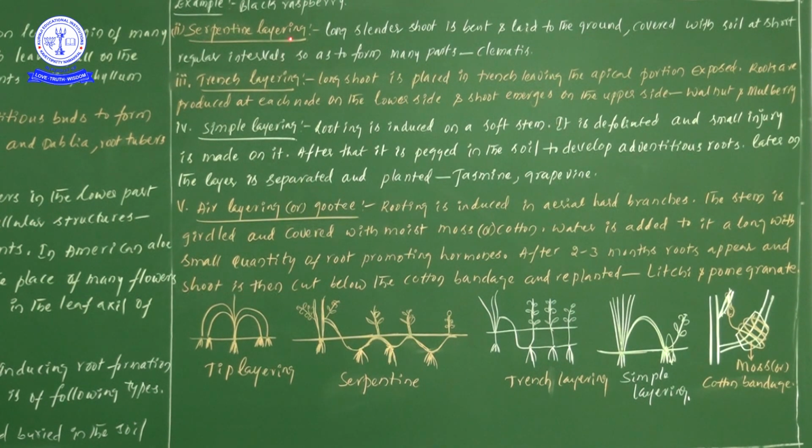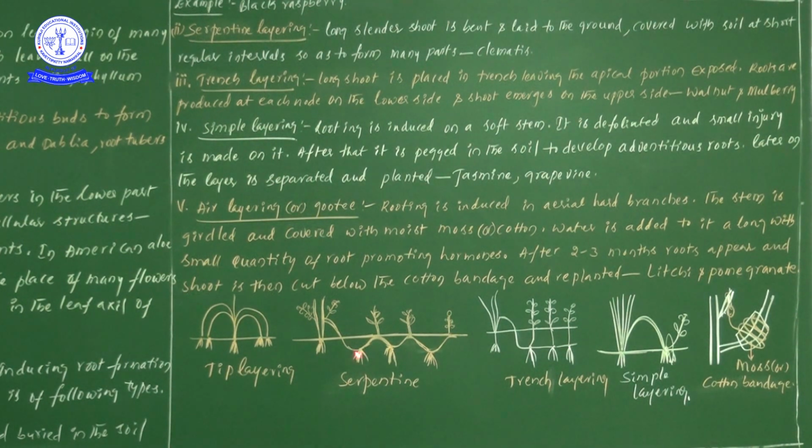Next one, serpentine layering. Here we take a long slender shoot, bend it and lay it in the ground, covering it with soil. This entire thing we cover with soil and keep for a short time. The slender stem we have kept in the soil has nodes and internodes. At the nodal region, definitely we can observe the development of roots.